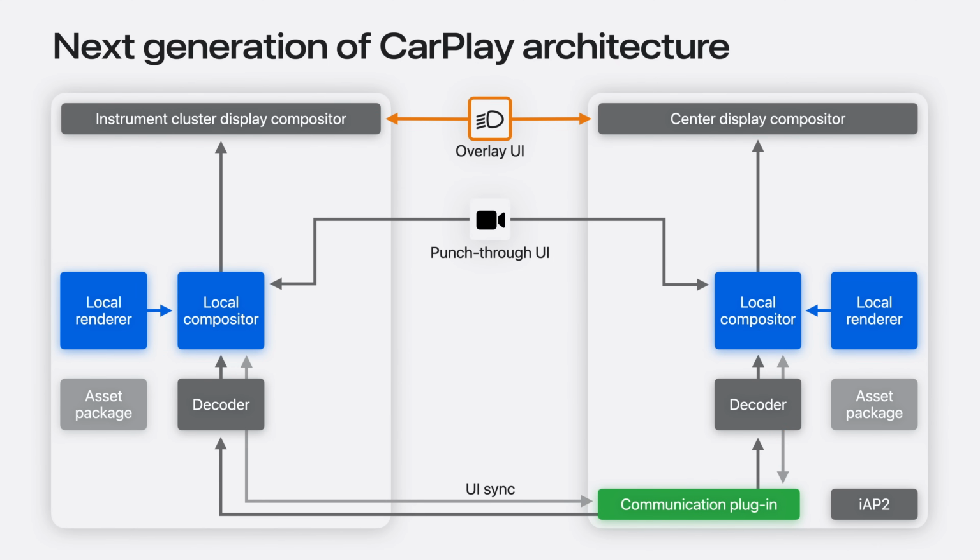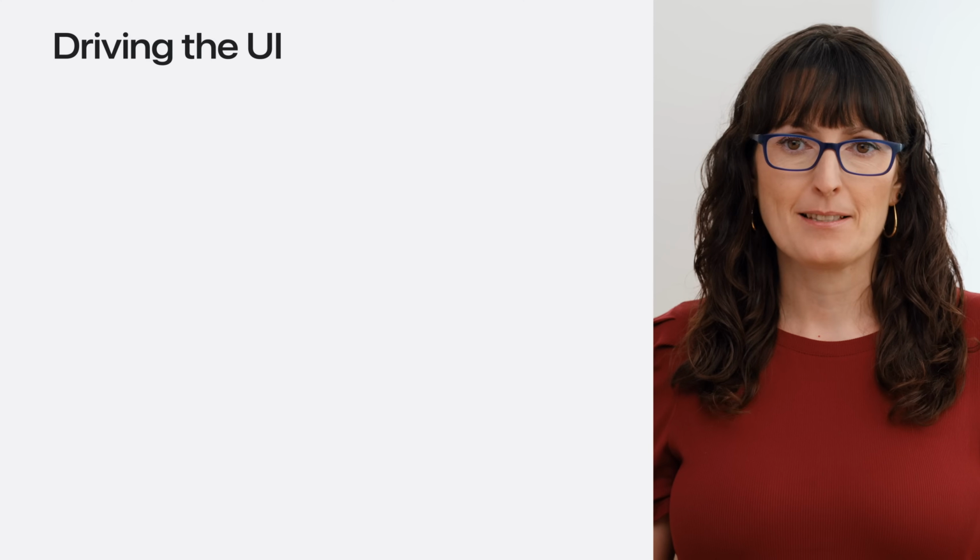Lastly, let's see the full graphics architecture come together by adding the overlay UI, which, as we learned, goes straight into your vehicle's compositor. And that's it. Now we have a full picture of how the UI for the next generation of CarPlay is created. Now, let's learn what's behind the scenes.